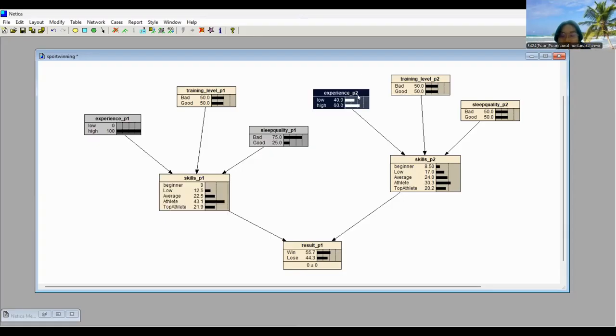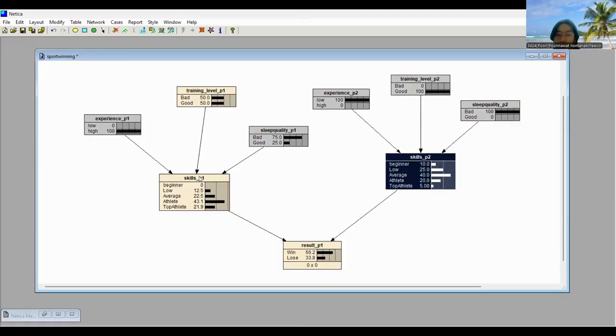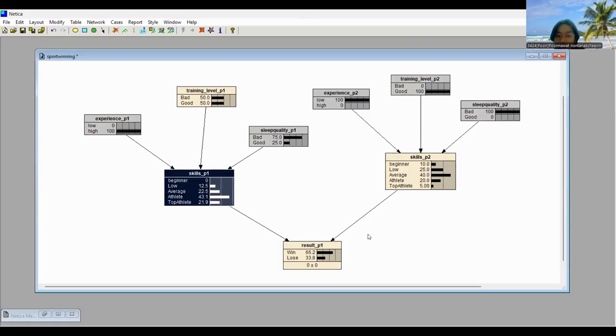And let's move to the experience of player 2. If experience is very low and training level is very good, but he doesn't get sleep, the skill of player 2 would show like this. And if we look at the result, it says that player 1 still has more chance to win than lose. That is our project. Thank you.